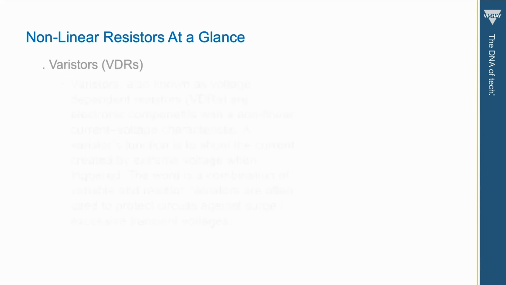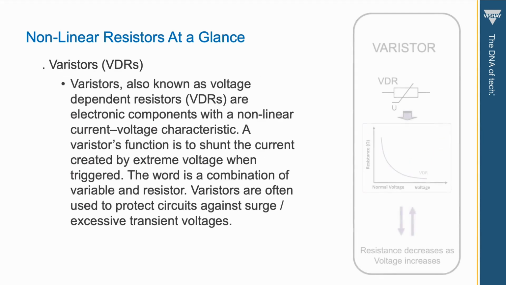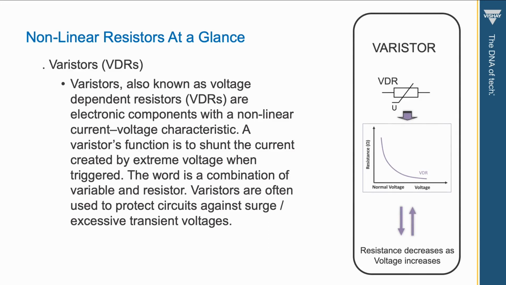The last classification to discuss is varistors, or voltage-dependent resistors, VDRs. Varistors are electronic components with a current-to-voltage characteristic that is nonlinear. When triggered, the function of a varistor is to clamp the current created by excessive voltage. Varistors are often used to protect circuits against surge and undesirable transient voltages by diverting the excess energy away from the sensitive components.